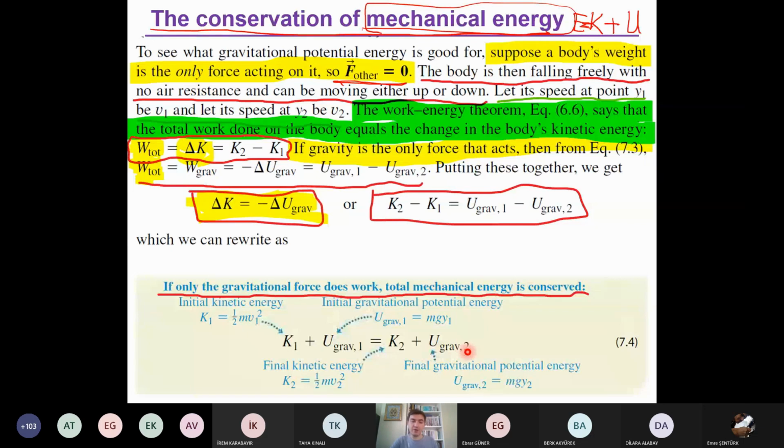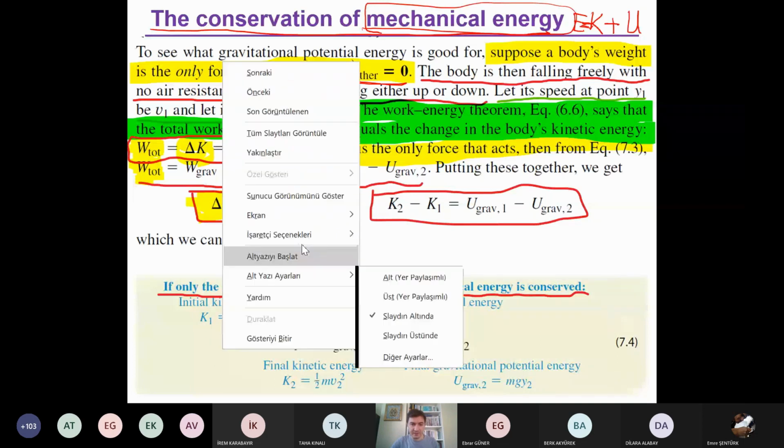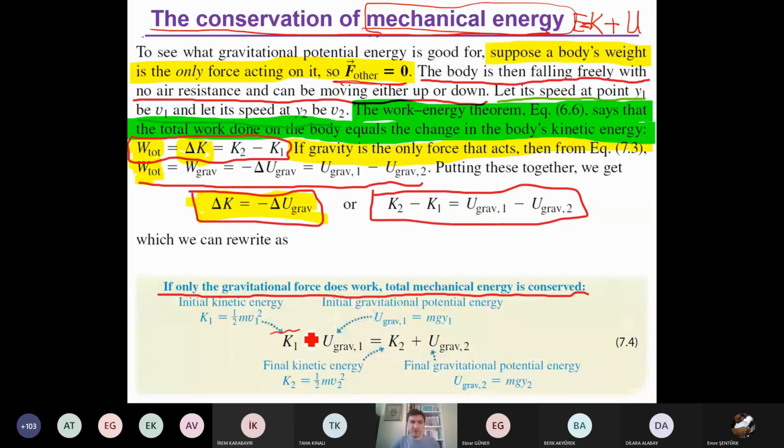So what we see here, on the left side, we have K plus U, kinetic energy plus potential energy, and this is the mechanical energy. So this is the initial mechanical energy of the particle, K1 plus U1, okay? If there are no other forces acting on this object, or if only the gravitational force does work, then this initial mechanical energy is conserved, and K2 plus U2 is equal to this one. I can also write this one. This is the initial mechanical energy of the particle and this is the final mechanical energy of the particle or object, okay?